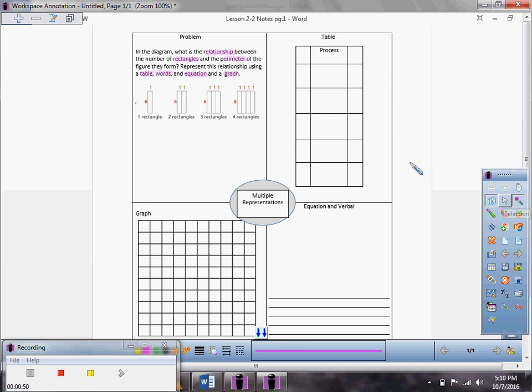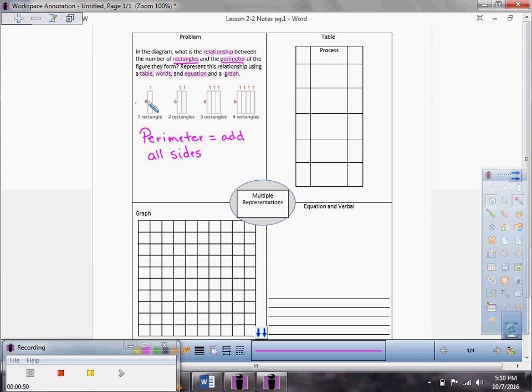First, we need to talk about what perimeter means, because they want the relationship between the number of rectangles, here we have one, and its perimeter. Perimeter is the distance all the way around a figure. So all we need to do to find perimeter is add all the sides. That's what we would do first. We would add all the sides of each figure formed by the rectangles.